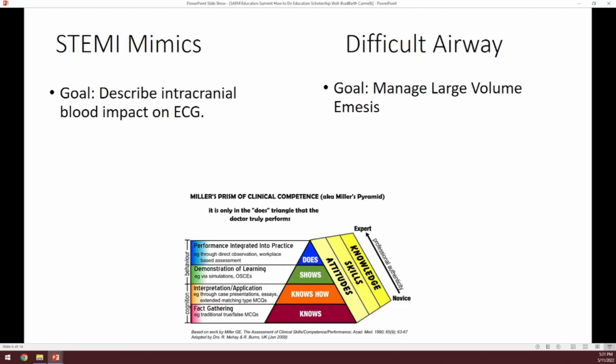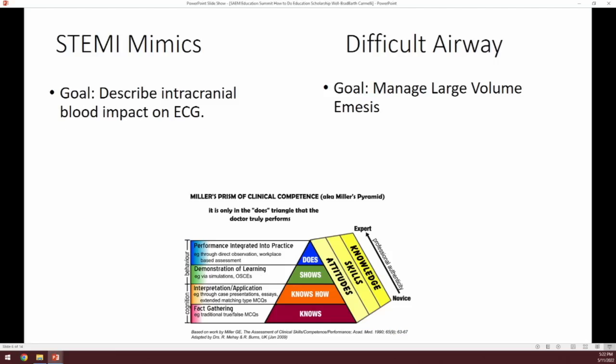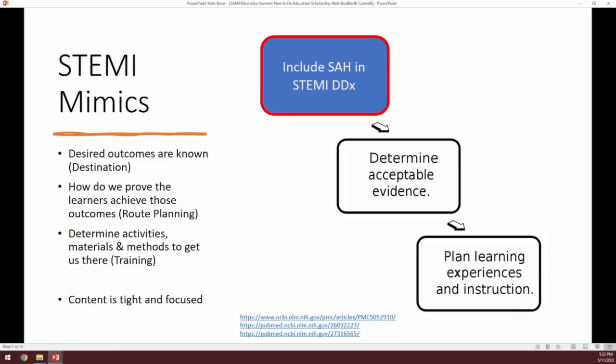And so again, we hit on Miller's pyramid earlier, or Miller's prism. We're impacting things with the backward design at the does level, the shows or does. So our goal is to get the residents to think about, is this a subarachnoid hemorrhage, when they are looking at a STEMI EKG? So that's our known outcome.